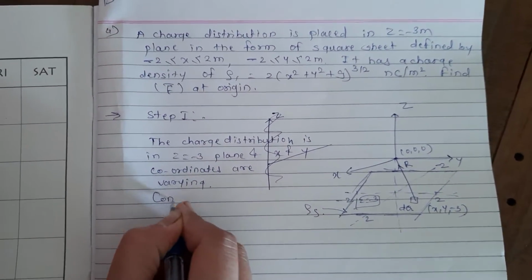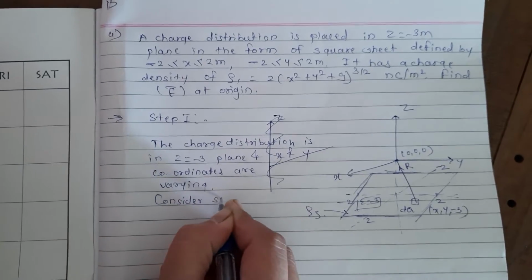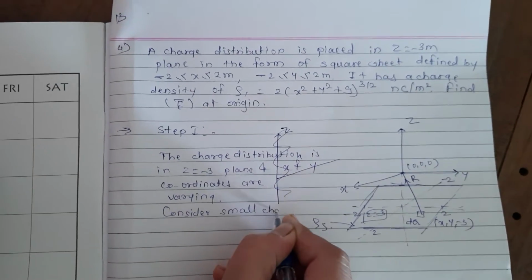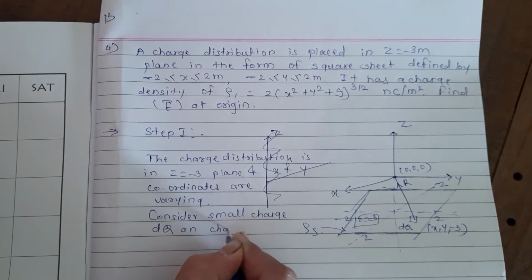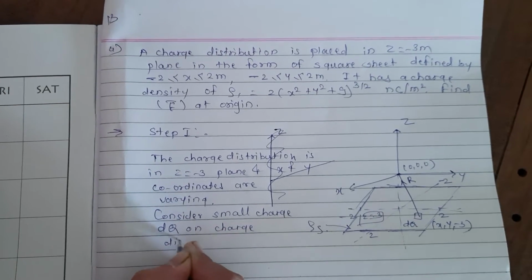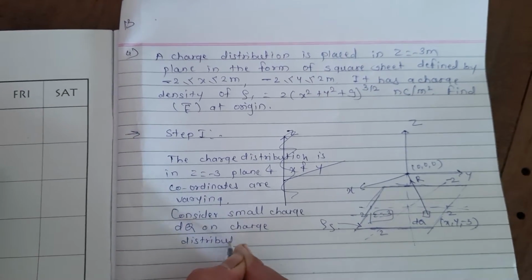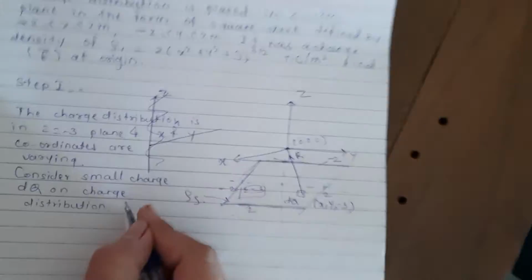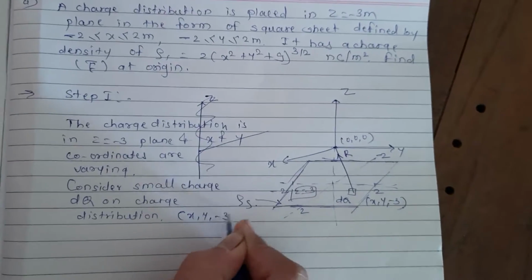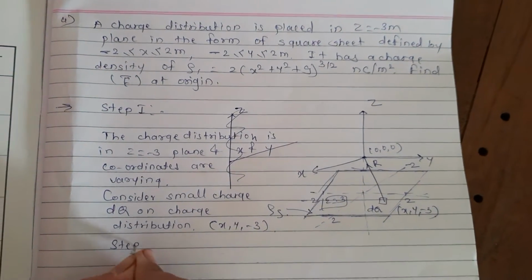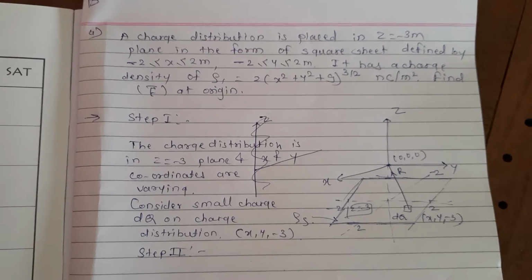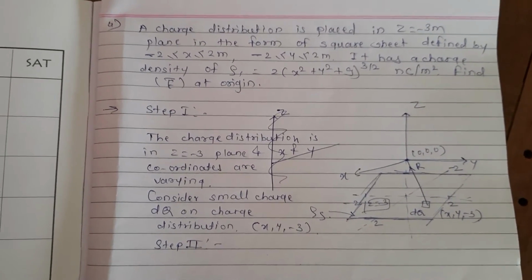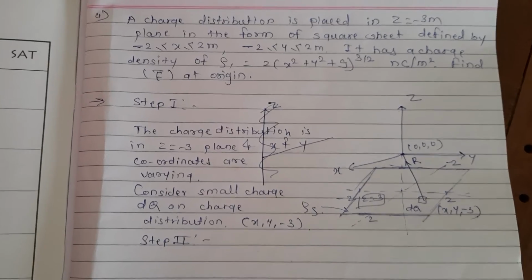So consider a small charge dq on the charge distribution. Its coordinates are x, y and -3. Now next is step 2. Now we have to calculate E bar at point 0, 0, 0. So the vector r bar is drawn from dq to 0, 0, 0.